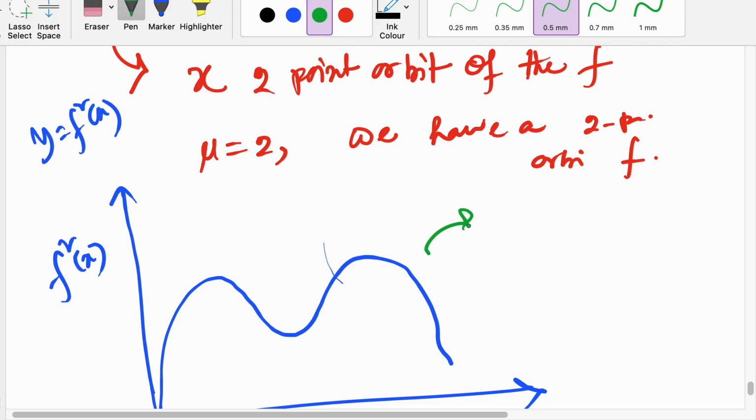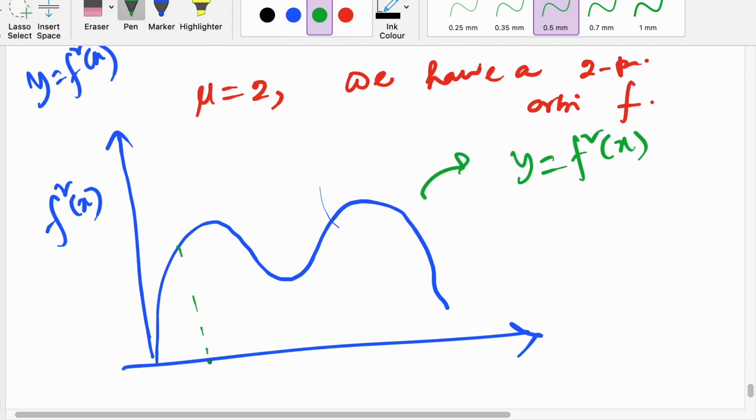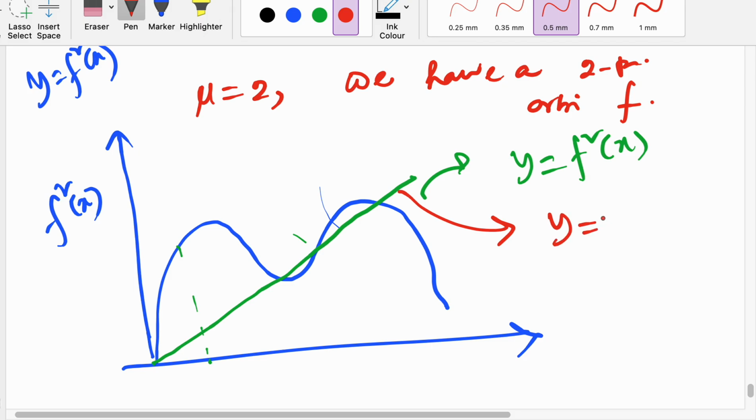So this is y equal to f square x. For each and every value of x there is a value of y, and the value of y is f square x. Then I will draw, so I don't know if it will curve like this or not, but let's assume that. And then I will draw a line which will represent y equal to x.